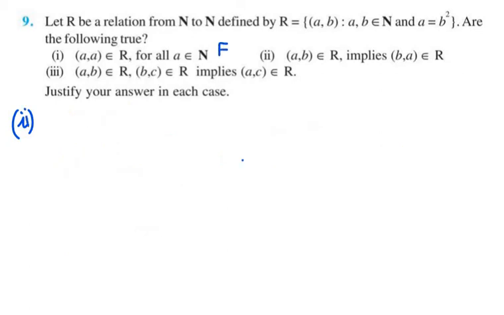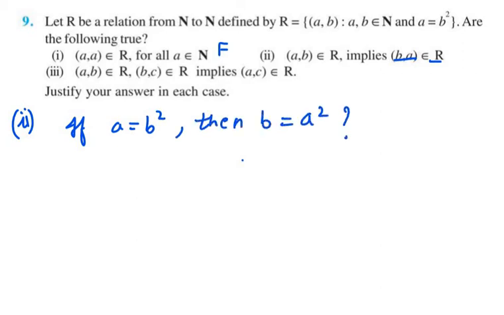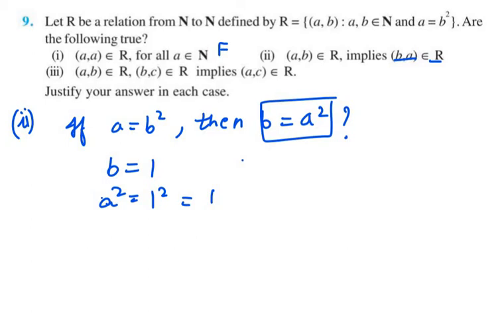Now in the second case, it says (a, b) belongs to R implies (b, a) belongs to R. So they mean that vice versa is also true. Let's see whether it is or not. In this case, if it is given that a equals b square, then we need to see whether b equals a square or not. So the question mark is on b equals a square. If I take any value of b, suppose 1, then a square will be 1 square, so it will be 1 only.